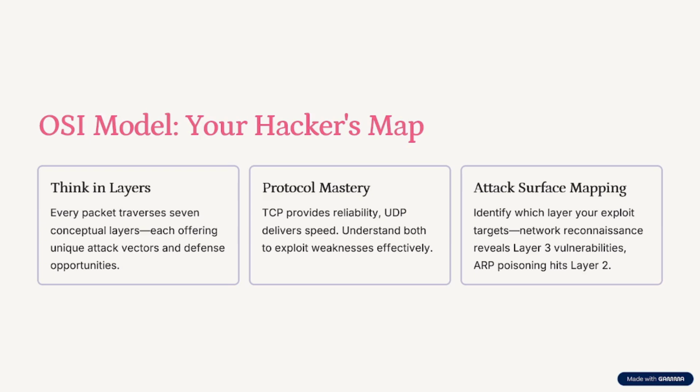Key takeaways. The OSI model provides a structured framework for analyzing attacks and defenses. TCP and UDP serve different purposes: reliability versus speed. Each introduces unique vulnerabilities. The TCP handshake is fundamental to understanding transport layer exploitation. Encapsulation explains how data is structured and where interception is possible. Layer-specific knowledge enables precision in both offensive and defensive operations.